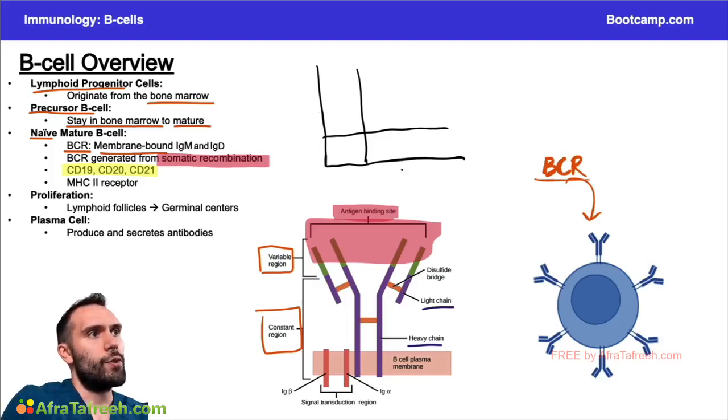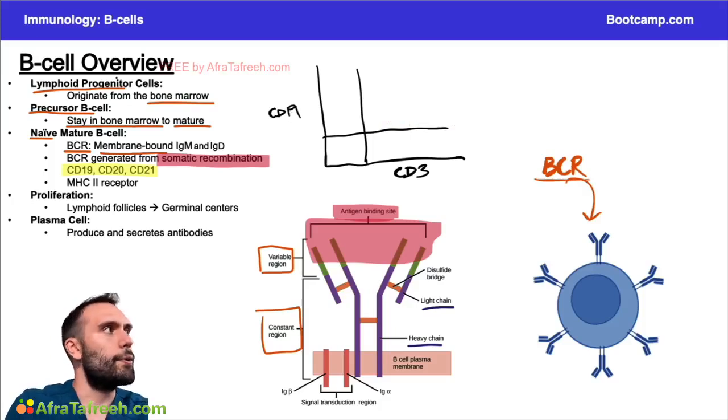And just for example here, let's say that I put on this side CD3, and on this side, let's just say I did CD19. I'm just using one of these B cell markers. It could be CD20, CD21, right? But the point is that you have to recognize, okay, this is CD19.